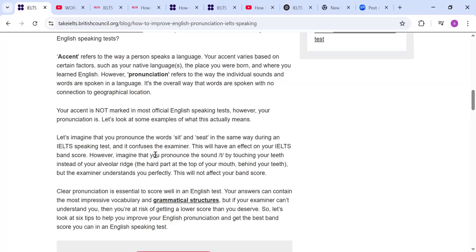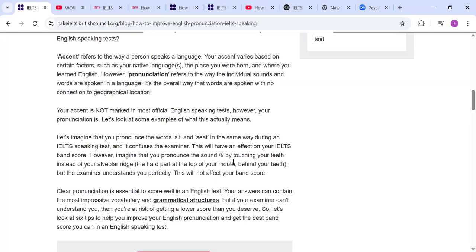However, imagine that you pronounce the sound T by touching your teeth instead of your alveolar ridge, the hard part at the top of your mouth behind your teeth. When you pronounce the word sit, you will see your tongue is touching the hard part behind the upper teeth. So what about seat? Instead of your alveolar ridge, the hard part at the top of your mouth. So we need to make our sounds clearly.